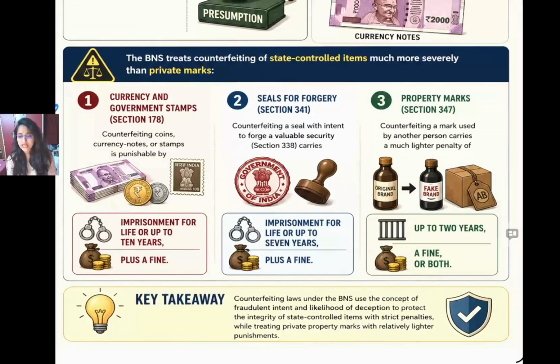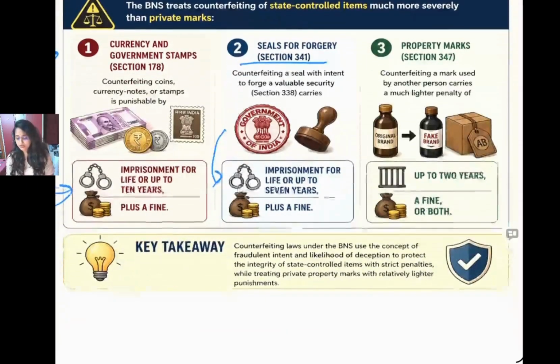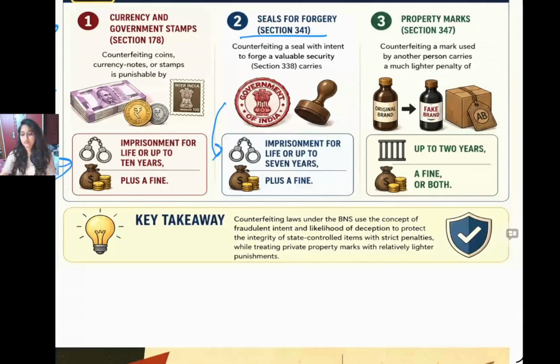How is it so? I can give you a few examples. Under Section 178, counterfeiting of coins, currency notes, or stamps is punishable with imprisonment for life or up to 10 years, plus a fine. In Section 341, counterfeiting a seal with the intention to forge a valuable security under Section 338 carries punishment of life imprisonment or up to 7 years. Similarly, for property marks under Section 347, counterfeiting a mark used by another person carries a much lighter penalty, up to 2 years, or a fine, or both.